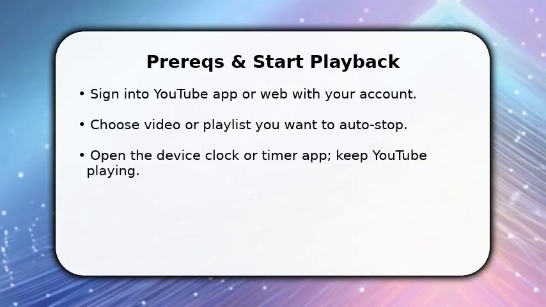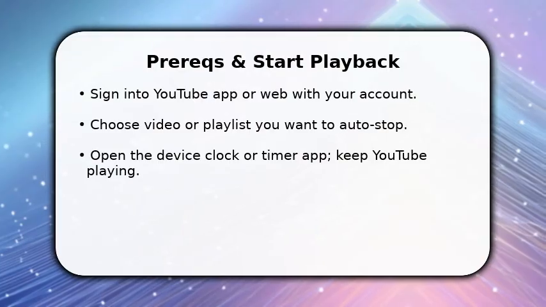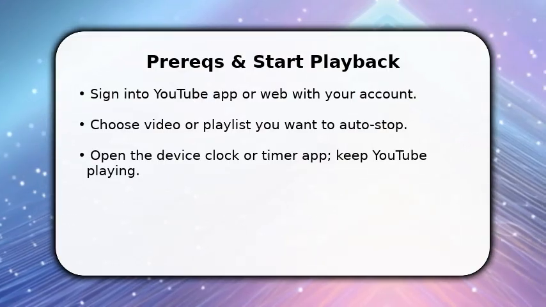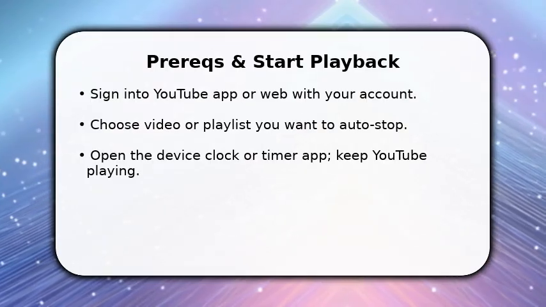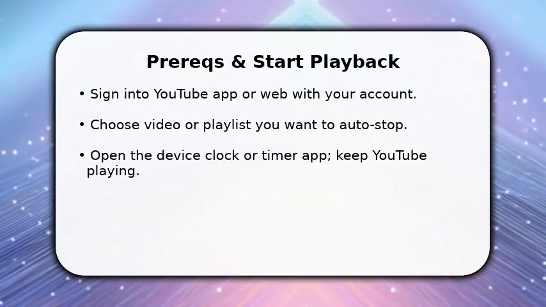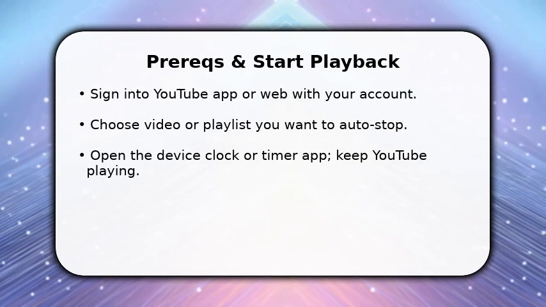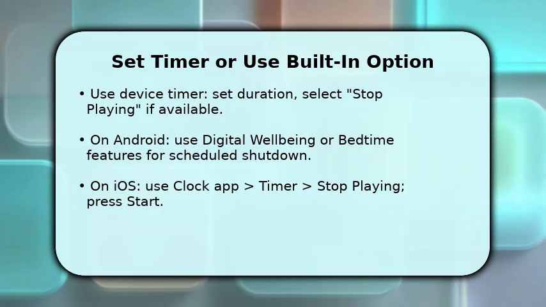Make sure volume and captions are adjusted now so you don't fumble later. You're beginning the process. Set the time you want audio to end and prepare to return to YouTube. Now configure the actual stop action. On iOS, open clock timer, choose the duration, tap when timer ends and select stop playing, then press start. This tells the system to halt media.